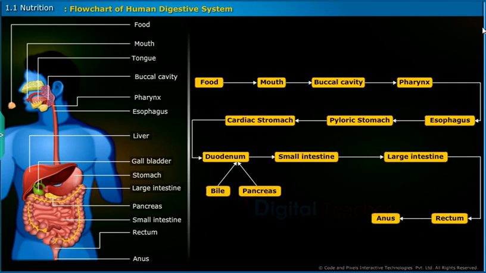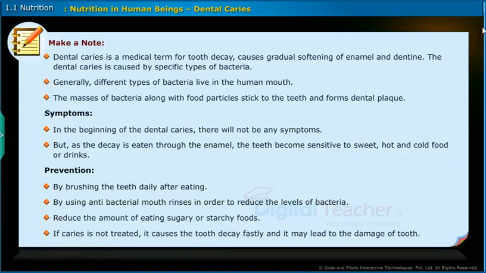Excess or improper intake of food causes health issues with the alimentary canal. Let us learn about all such aspects associated with the alimentary canal. This slide presents the information about dental caries and its symptoms and preventive measures.